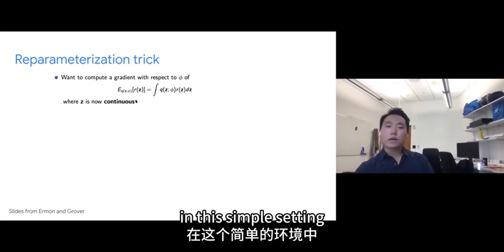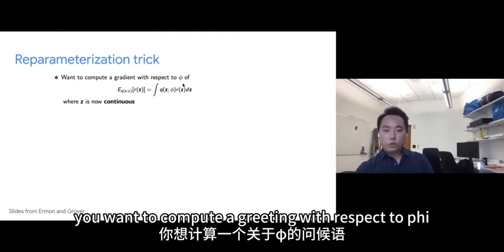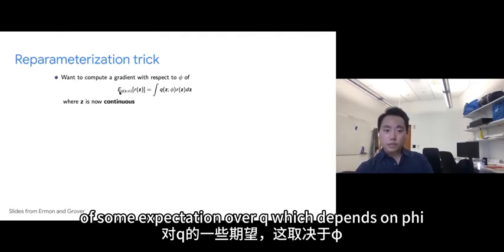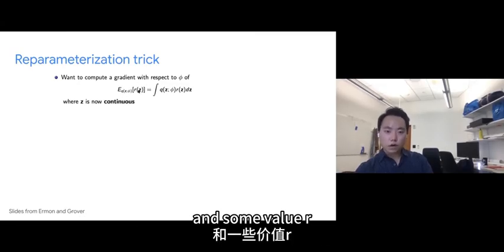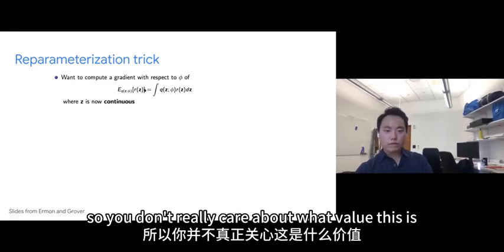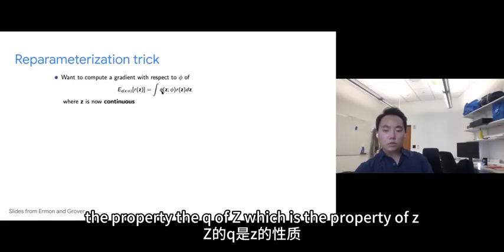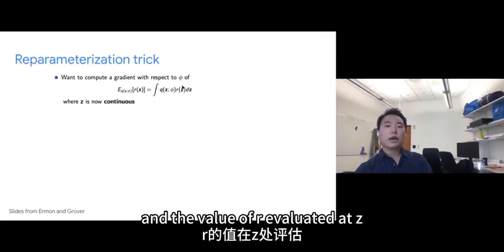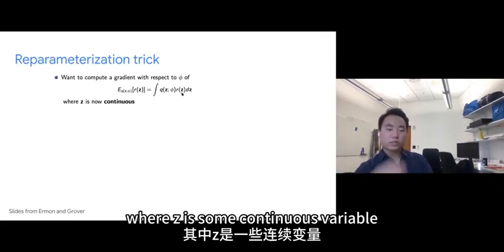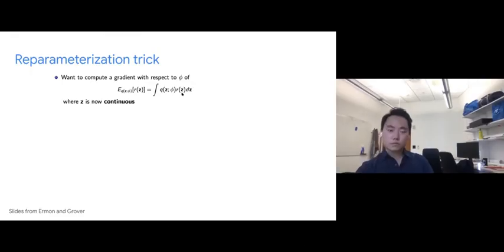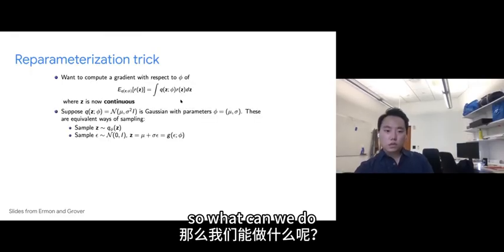In this simple setting, again, you want to compute a gradient with respect to phi of some expectation over Q, which depends on phi, of some value R. You don't really care about what value this is on the inside. So this is equal to an integral over Z of Q of Z, which is the probability of Z that depends on phi, times the value of R evaluated at Z, where Z is some continuous variable.